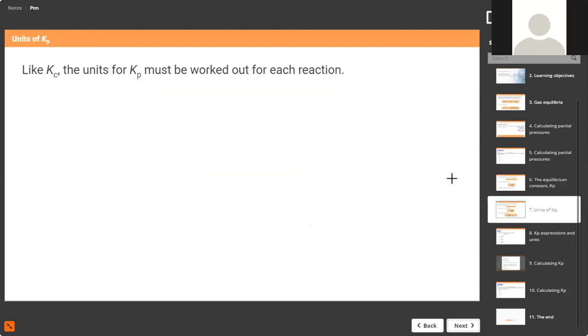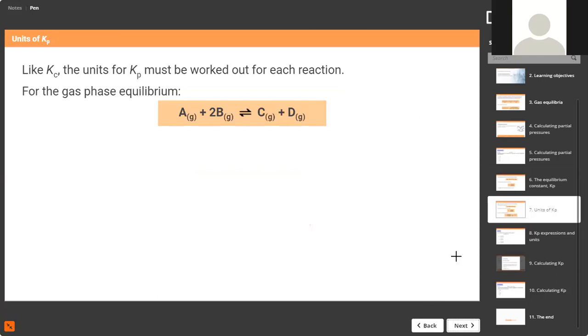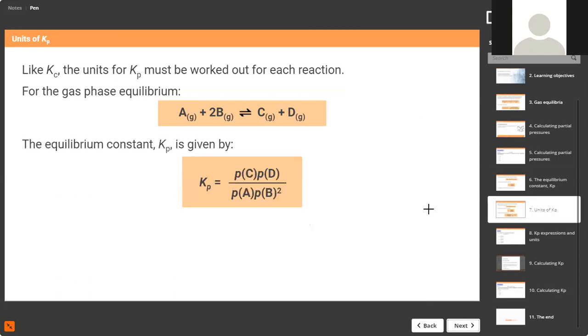Like Kc, we have to calculate the units for Kp for each reaction. This time our units will be different because we're talking about pressure, so we're looking at kilopascals. Again, for a gas phase equilibrium, we've got a different one here: A plus 2B goes to C plus D. Our equilibrium constant, Kp, is given by this: the partial pressure of species C multiplied by the partial pressure of species D, divided by the partial pressure of species A and the partial pressure of species B squared, so to the power of 2.